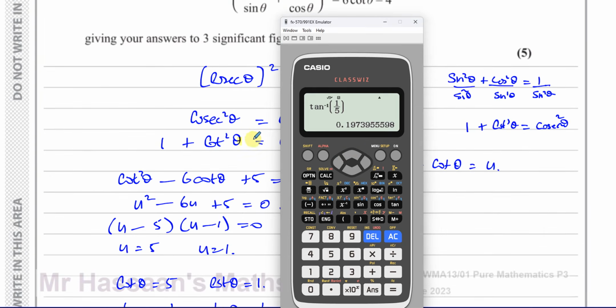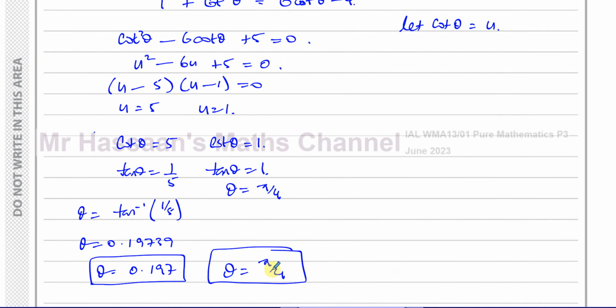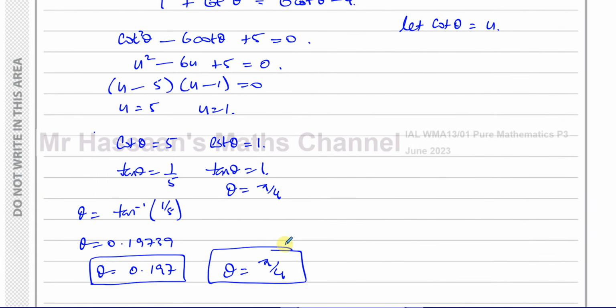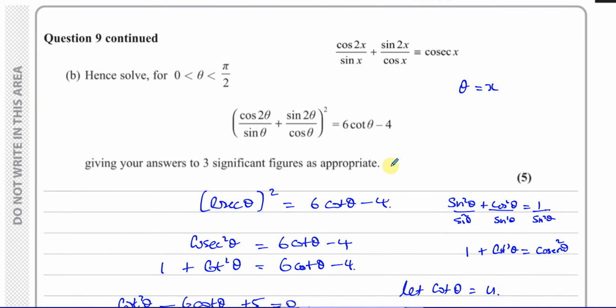And of course, that will be outside of our range. All right, so there's the answer. Similar thing for this. The other solution will be outside of the range because our range is so small. Okay, if you add pi to this, you're outside of the range. Okay, so that completes question number 9, part B.